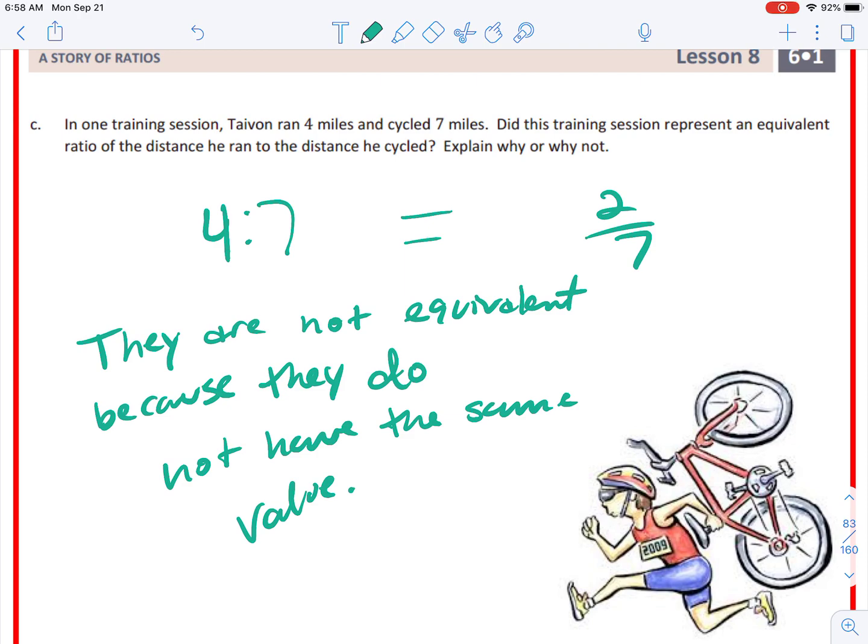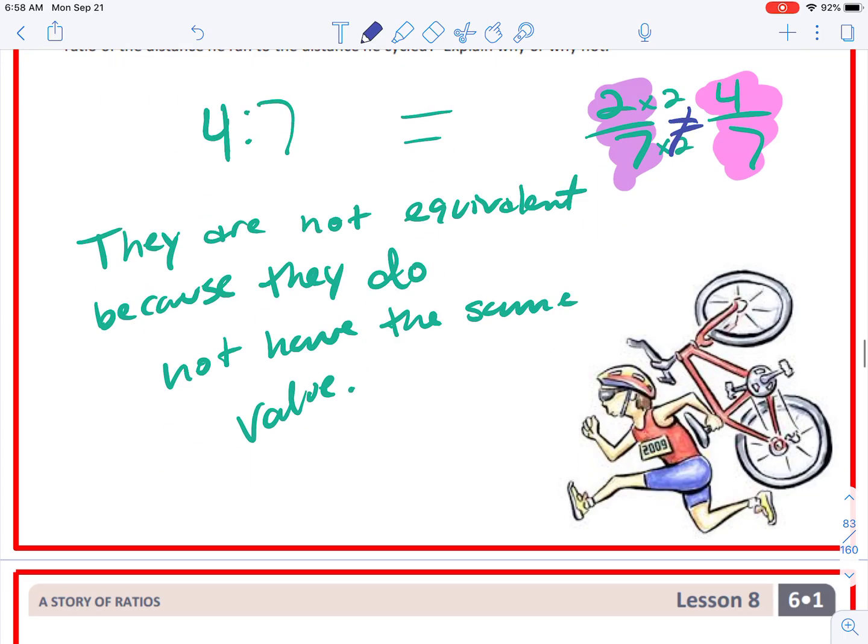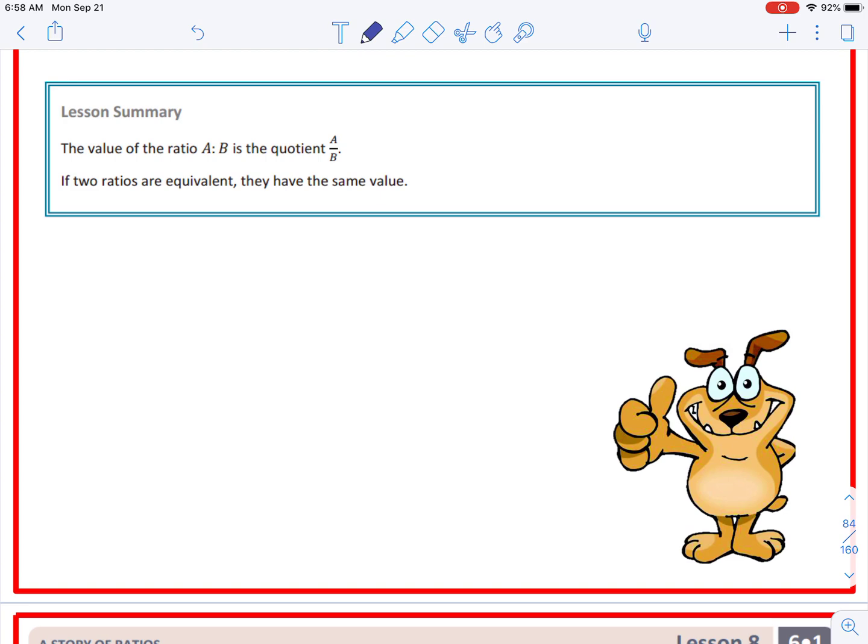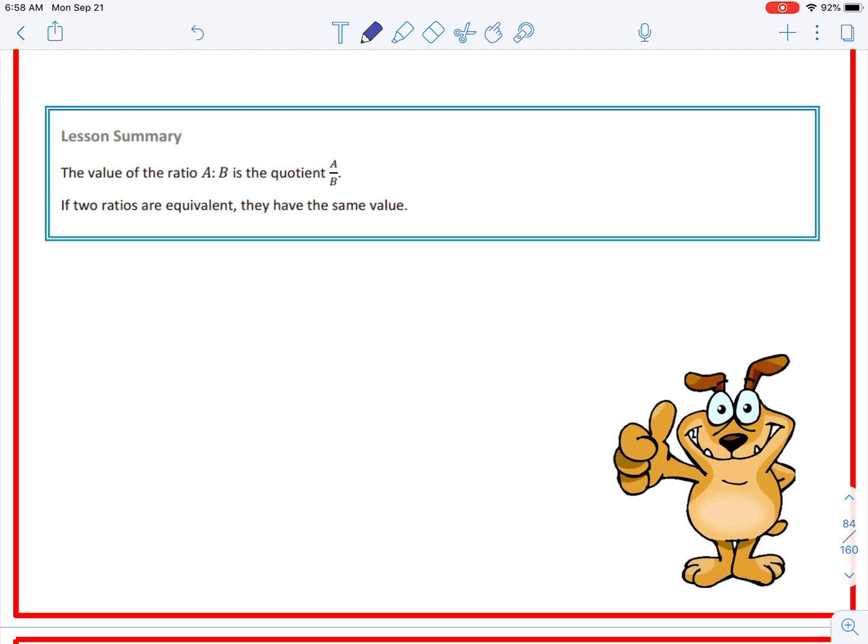We have 4 over 7. We're comparing 2 over 7 and 4 over 7. We can write our ratios like this as well. This is times 2, so this has to be times 2. If this was 14, then they would be equivalent, but it's not. It's only 7. So this is not equivalent to this. Not equivalent. All right, guys, as it was a short lesson, if you get confused, rewatch the video.